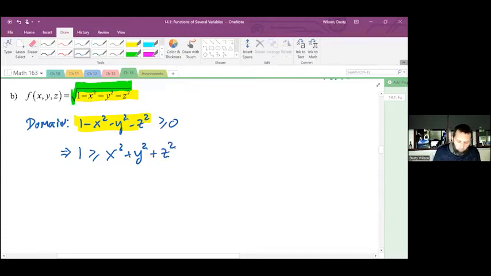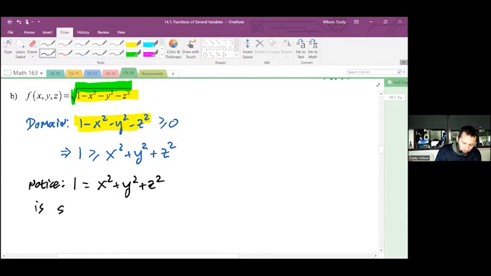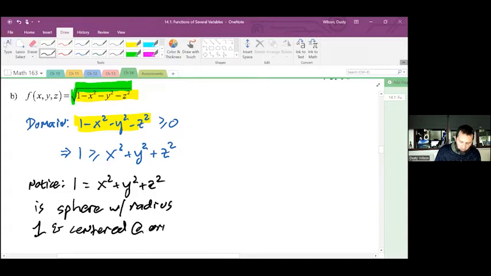In this case, I want you to notice that 1 equals x squared plus y squared plus z squared is a sphere with radius 1. And it's centered at the origin. So with that in mind, we want to have our radius in our domain be at biggest 1. And so our domain is going to look like a sphere.